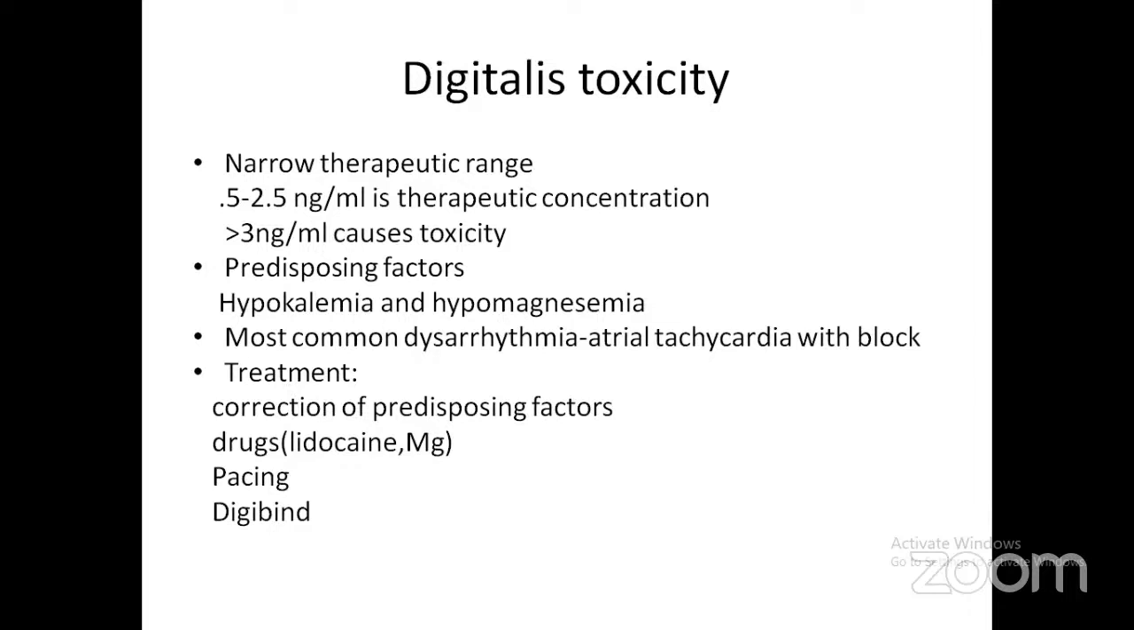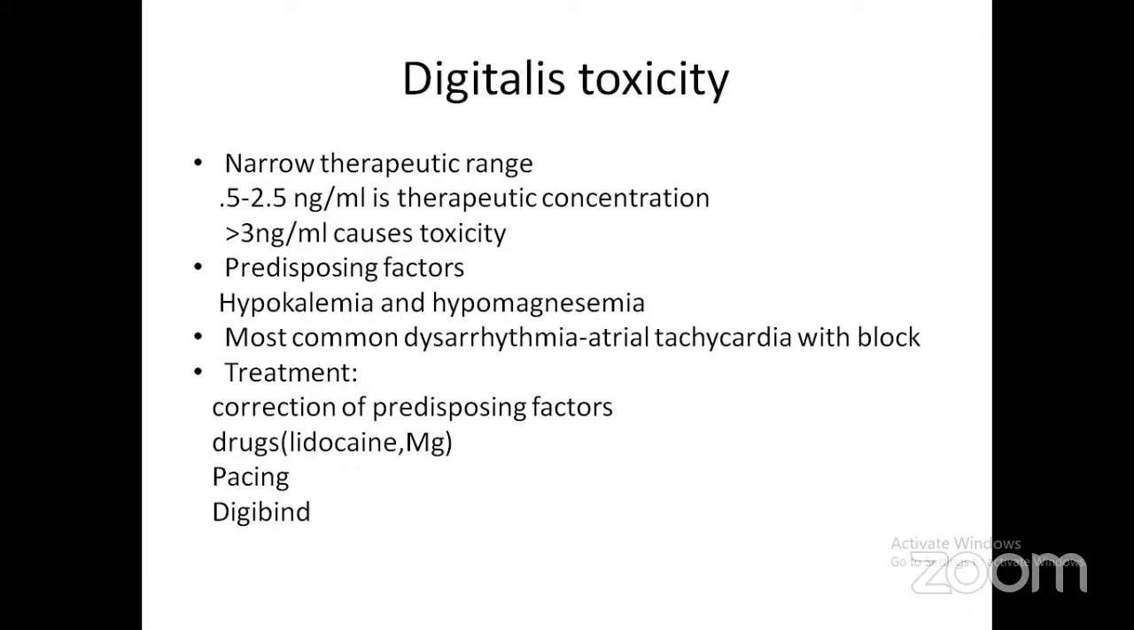Digitalis toxicity features are: it has a very narrow therapeutic range, that is 0.5 to 2.5 nanograms per ml is the therapeutic concentration. Toxic levels are greater than 3 nanograms per ml. Predisposing factors for digoxin toxicity are hypokalemia and hypomagnesemia. Most common dysrhythmia is atrial tachycardia with block.